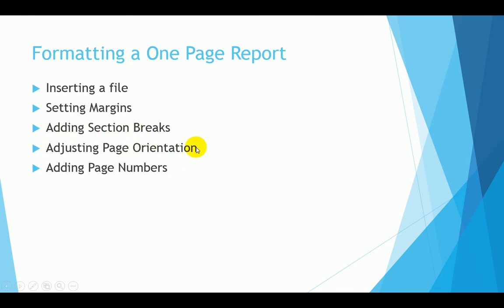We then did deal with orientation, to where we set the difference between the portrait and the landscape orientation. We added page numbers to our document, and we took a look at even formatting those page numbers to be something other than numbers, like letters or even Roman numerals.